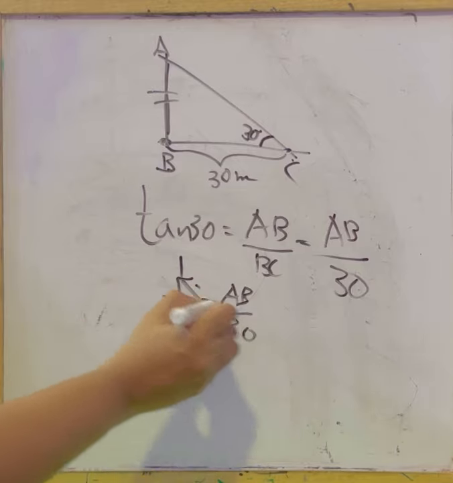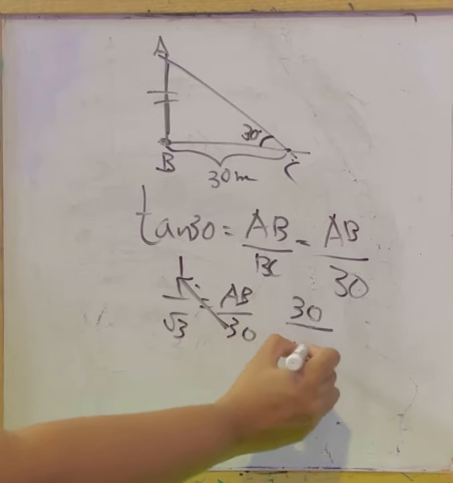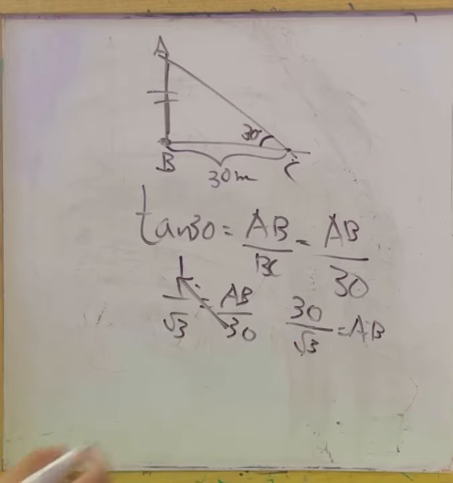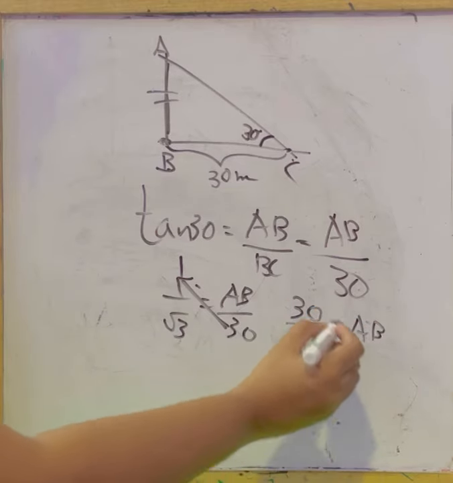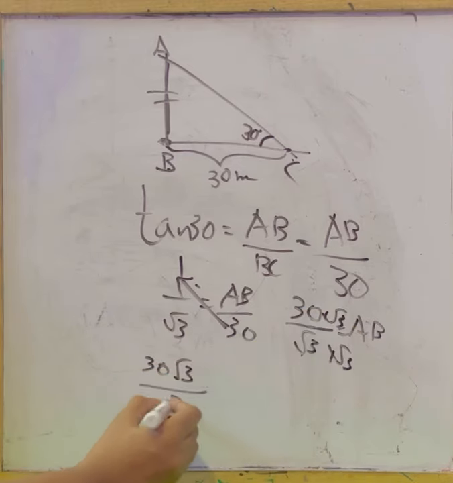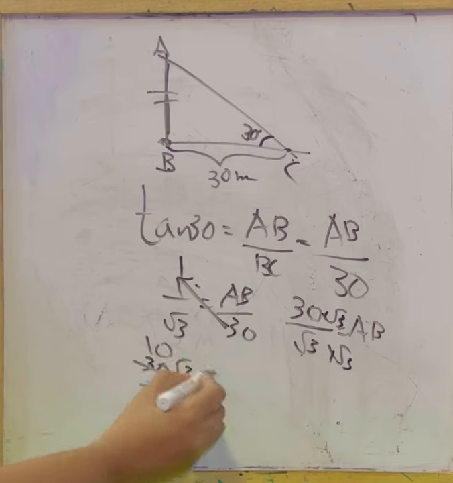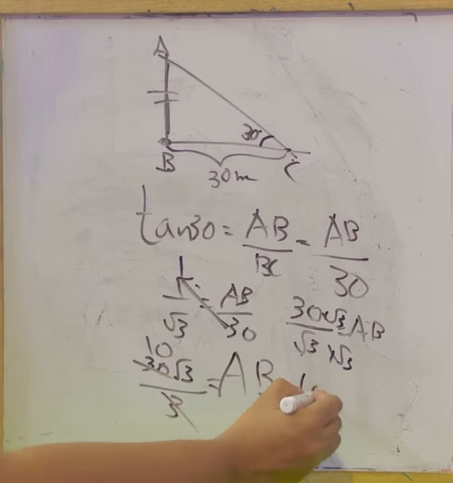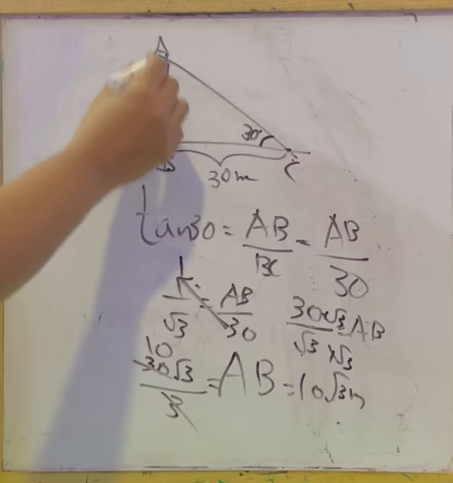Take this 30 to numerator, that is 30 by root 3 is equal to AB. Now again we have to rationalize it, that is, multiply with another root 3 in numerator and denominator. This becomes 30 root 3 by 3. 3 tens are 30. Final answer, that is AB is 10 root 3 meter. The height of the tower is 10 root 3 meter. Next question, that is the fifth one.